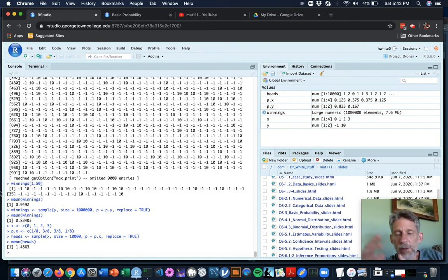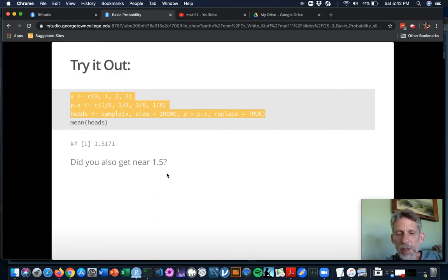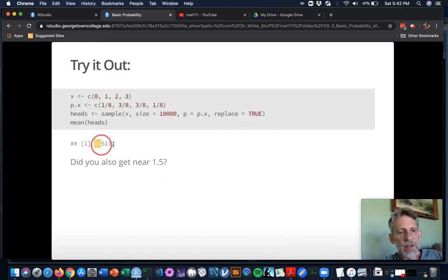1.4863, really close to 1.5. If I'd done it a million times, I probably would have got a lot closer to 1.5. So you try it too. When I made the slides, I got really close to 1.5. Did you get close to 1.5? I bet you did.